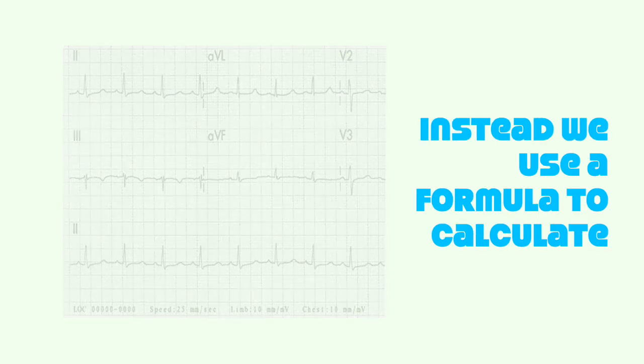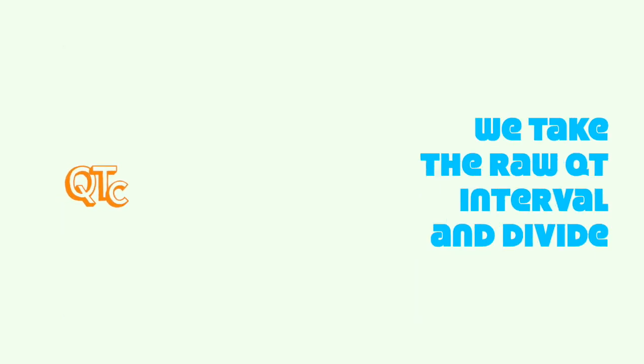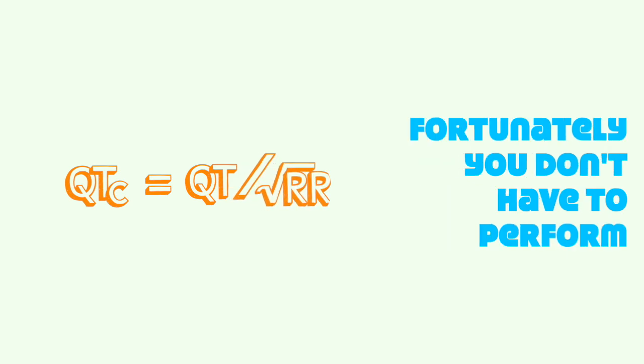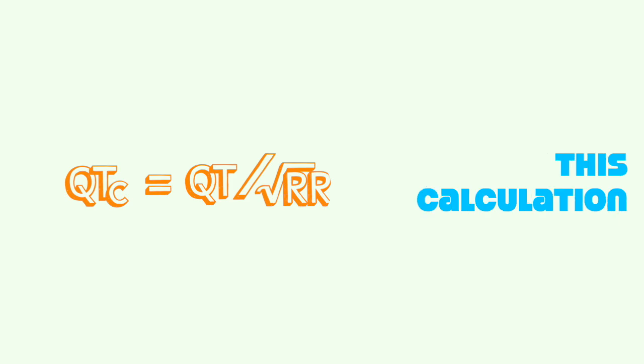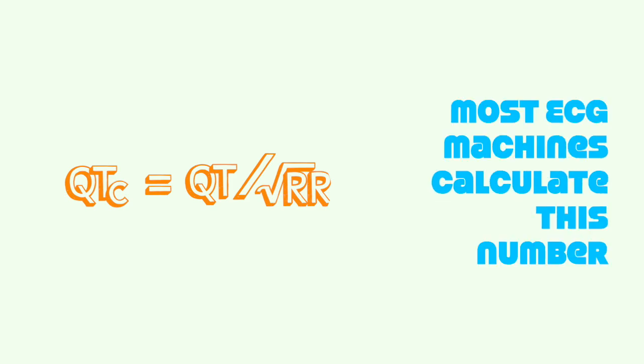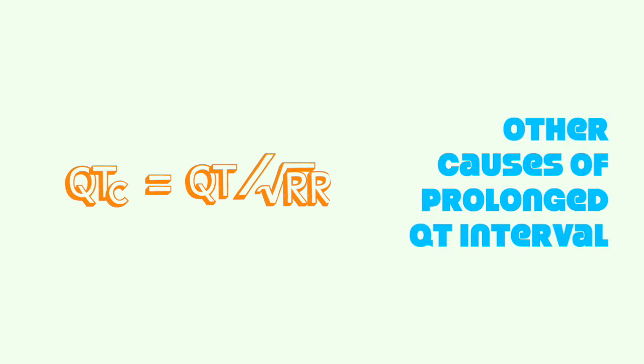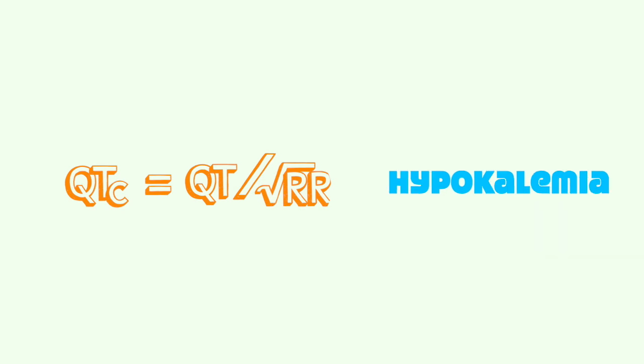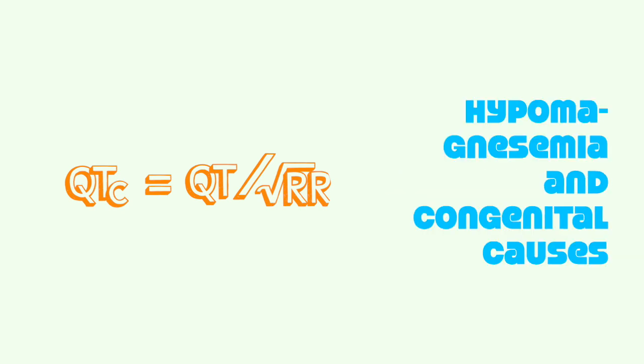Instead, we use a formula to calculate the corrected QT interval. We take the raw QT interval and divide it by the square root of the RR interval. Fortunately, you don't have to perform this calculation. Most ECG machines calculate this number for us. Other causes of prolonged QT interval include pharmacological drugs, hypokalemia, hypomagnesemia, and congenital causes.